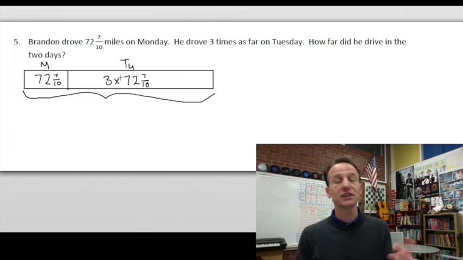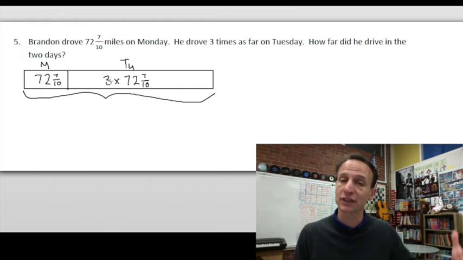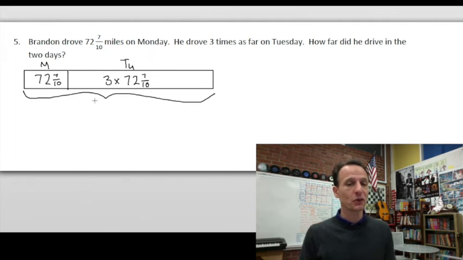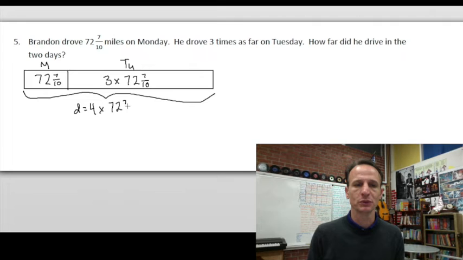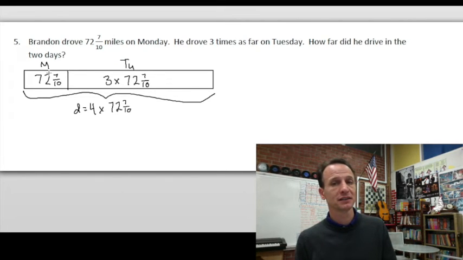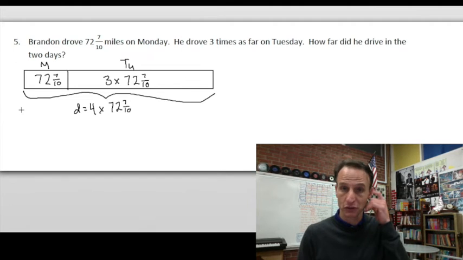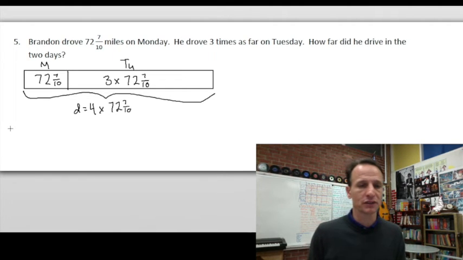So how many 72 7/10 do we have here? Yes, there are 4 of them in all. So if we're going to call this D, say, D would be 4 times 72 7/10. If you did 3 times and then added it again, you'd get the right answer, hopefully. But this is 1 less step, less likely to make mistakes.